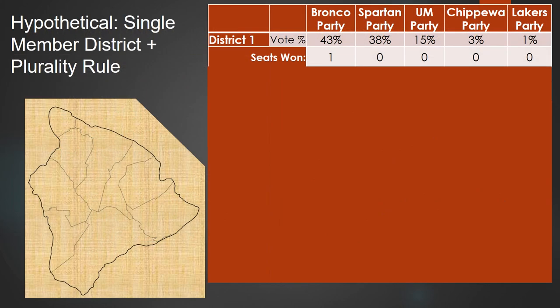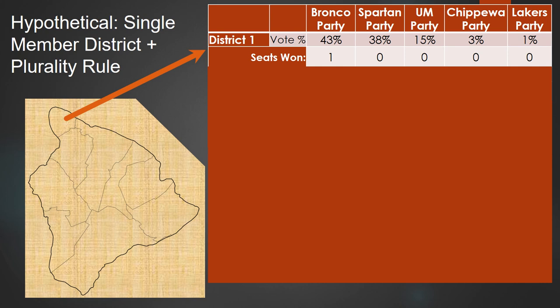Okay. So in this case, we're going to have a hypothetical state. This is our state, and we have a bunch of legislative districts that are drawn. And we're going to hold a bunch of elections in each of those, and we've got five different political parties that are running. We've got the Broncos, the Spartans, University of Michigan, Chippewas, and the Lakers. So we look at the first congressional district, and in that district, we hold an election. So this is a single-member district system. We've got a state that has been carved up. It's been allocated 10 seats, and the state has been carved up into 10 different districts, just like we have in the United States system.